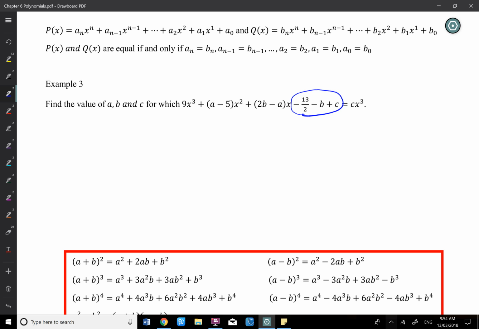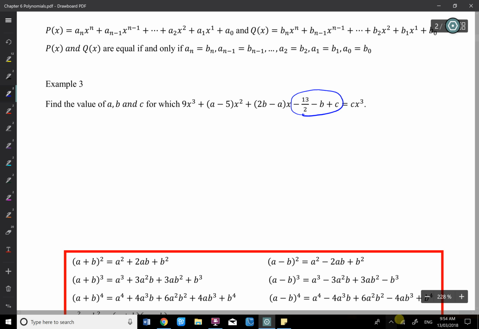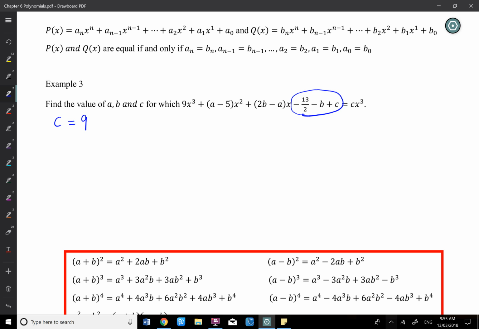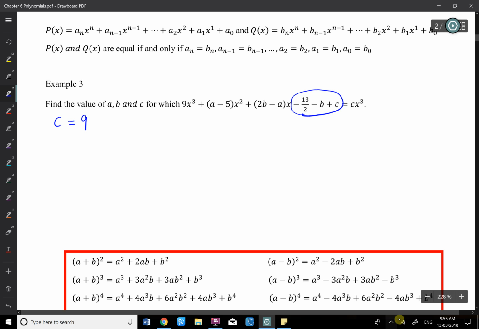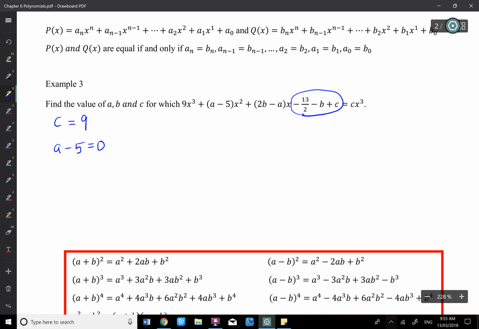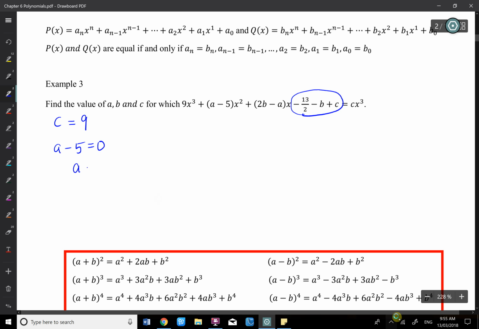0x squared, 0x, and 0 constant. Which means if you want the left hand side to be the same as the right hand side, your c value must be 9. The x to the power 3 and x to the power 3 must be the same. Then a minus 5 must be 0 because there's no x squared term on the right hand side. It's 0x squared. I don't have any x squared. So a will be 5.